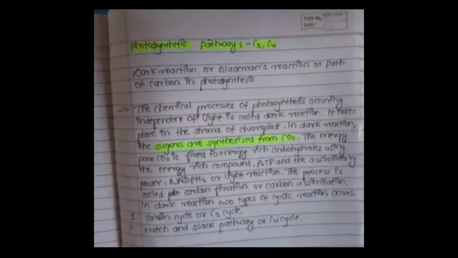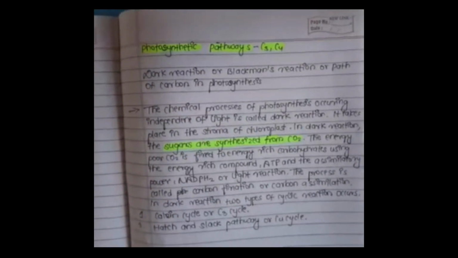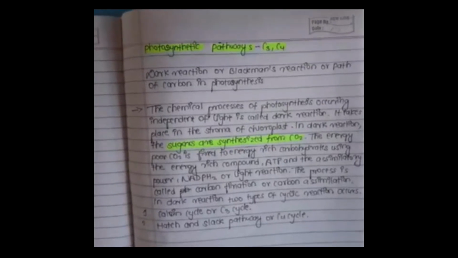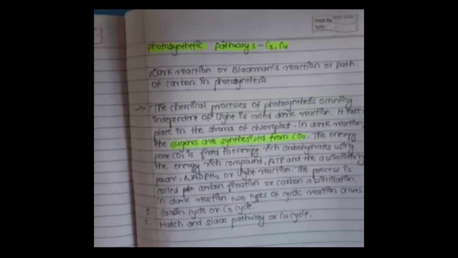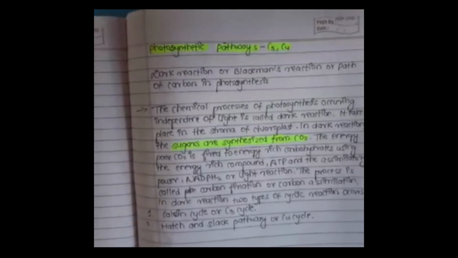फोटोसिन्थेटिक पाथवेज यसमा चाहिँ हाम्रो C3 र C4 साइकल पर्छ. Dark reaction or Blackman's reaction or path of carbon in photosynthesis. The chemical process of photosynthesis occurring independent of light. अनि यसलाई चाहिँ डार्क रिएक्सन भनिन्छ.